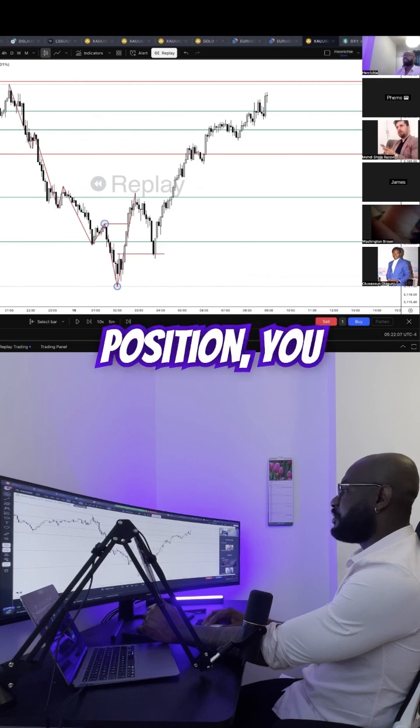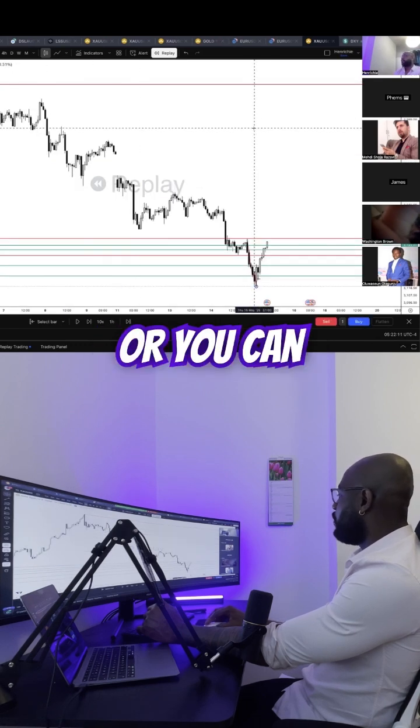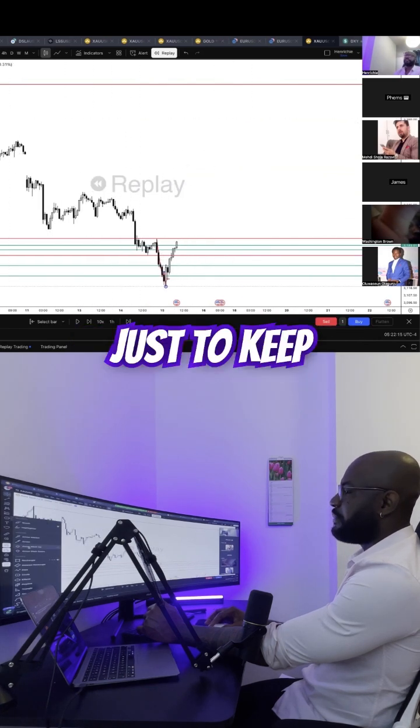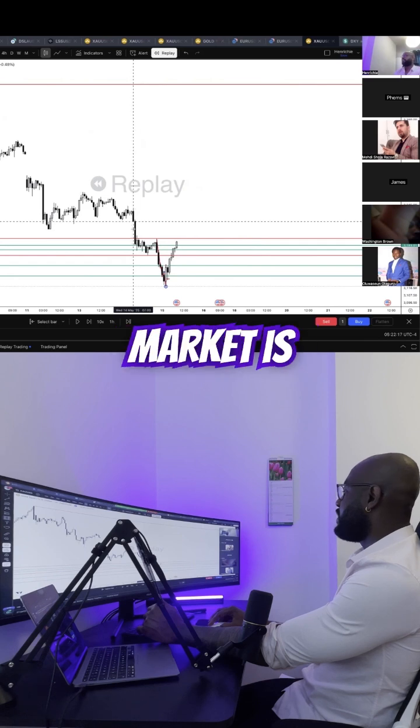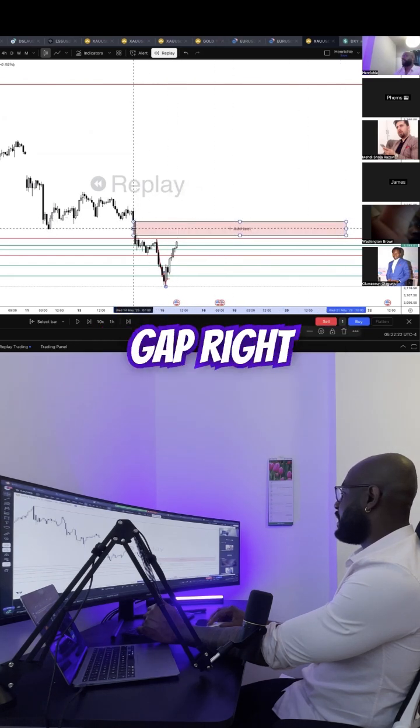Now, for take profit position, you can literally target a fair value gap. In fact, I would just recommend targeting a fair value gap to keep it simple, because the market is usually attracted to fair value gaps. You can target this fair value gap right there.